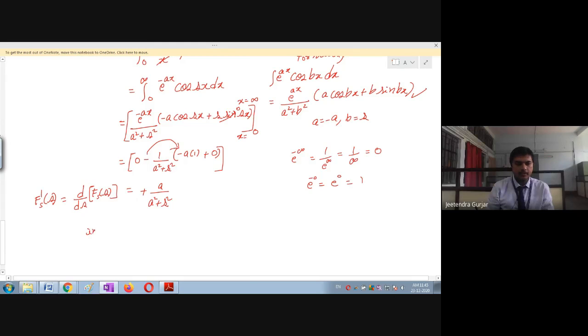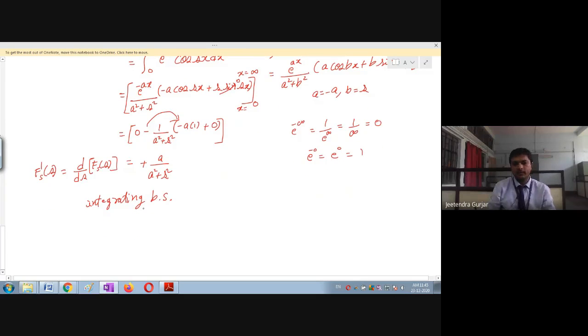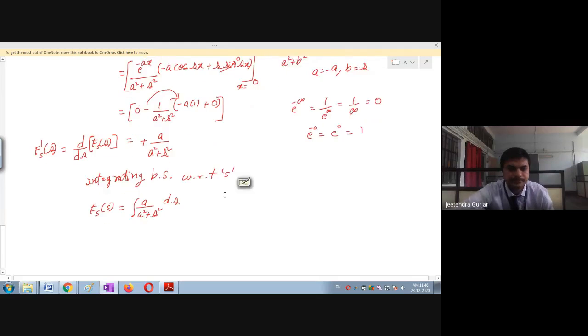So integrating both the sides, you can see here, students, this differentiation will go. Integration and differentiation are reverse, I think everyone knows. So directly I am going to get this Fourier transform F_s of s is equal to the integral of a upon a square plus s square ds. Please remember, students, integration with respect to s only.